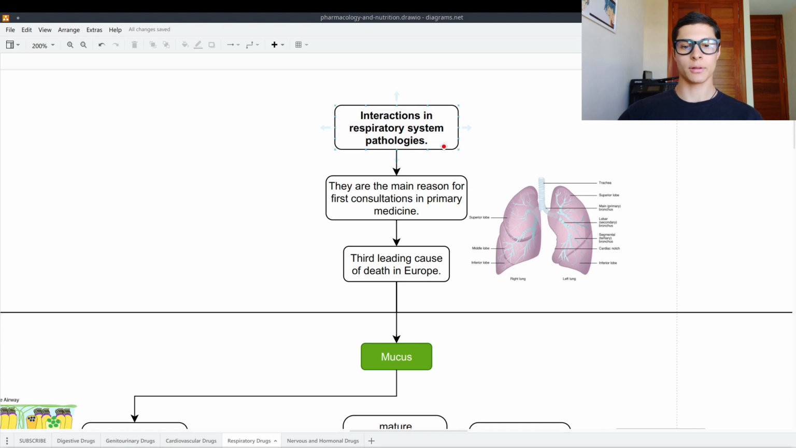Today we're going to continue the pharmacology series of videos and we're going to take a look at the respiratory drugs. So let's begin. Interactions in respiratory system pathologies. These are the main reason for first consultations in primary medicine, and they are the third leading cause of death in Europe. We're going to see three things related to this.